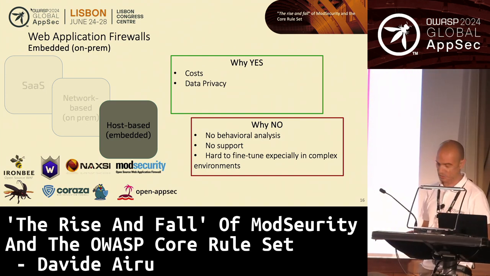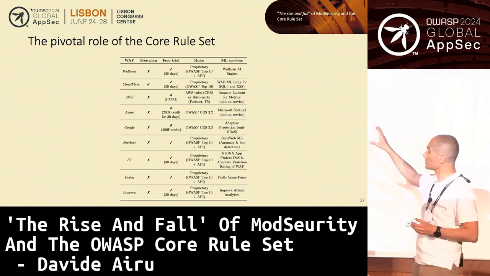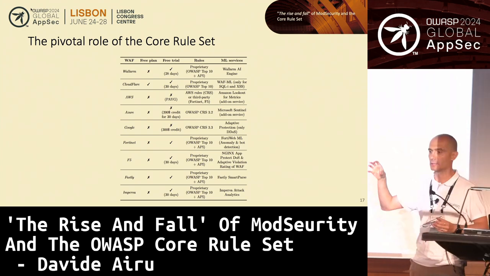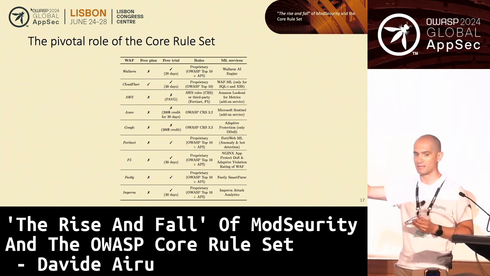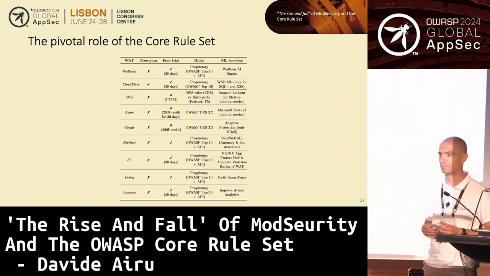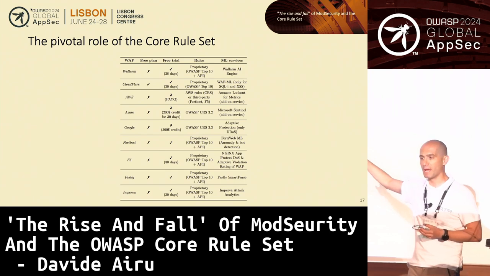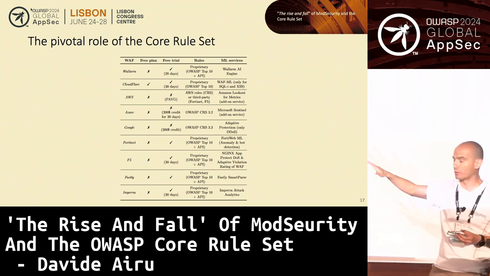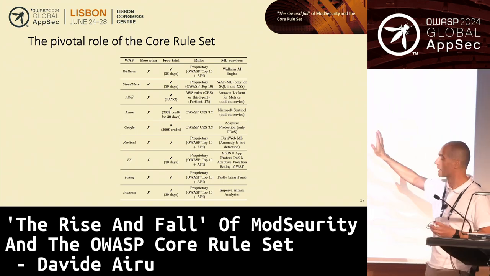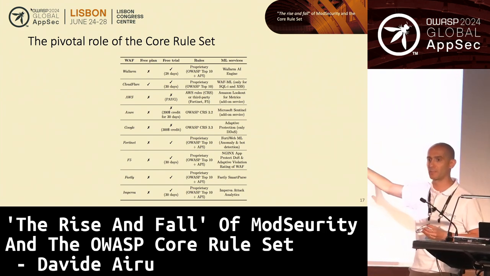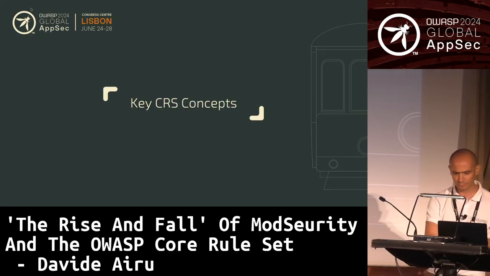In this scenario and ecosystem, the rule set plays a fundamental role, because it's not only the rule set that is used by ModSecurity and by Coraza, that are two of the projects that are maintained by the OWASP community, but it is also the basis for many, many commercial solutions. So all the big vendors, cloud providers, and more traditional cybersecurity vendors are basing part of their detection capabilities on the rule set. So that's the reason why we are focusing on it during this talk.